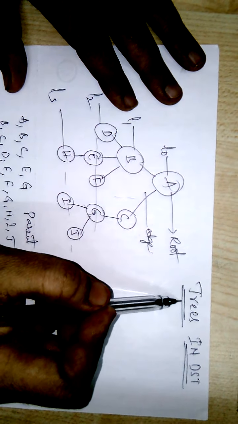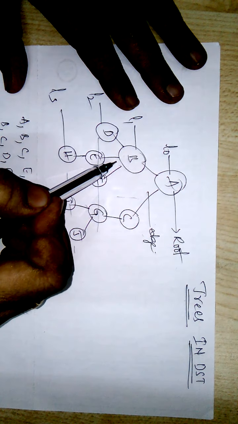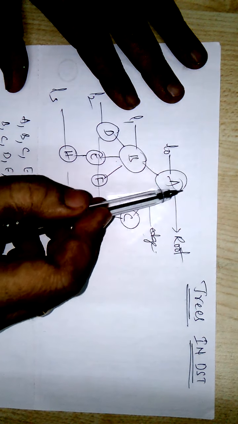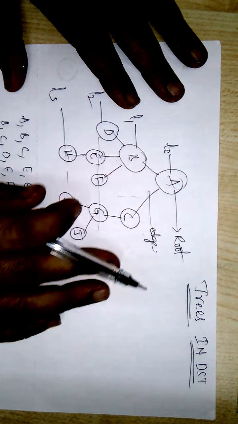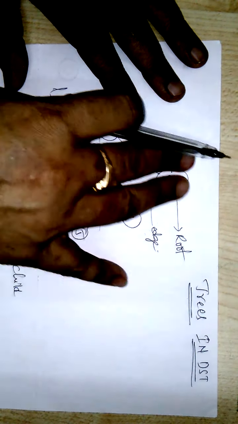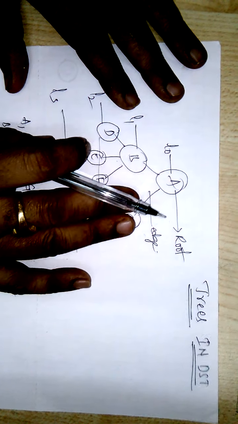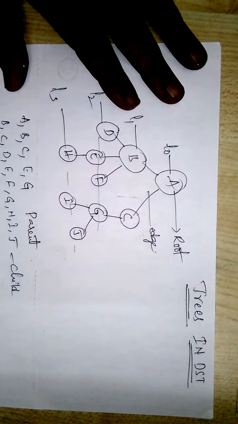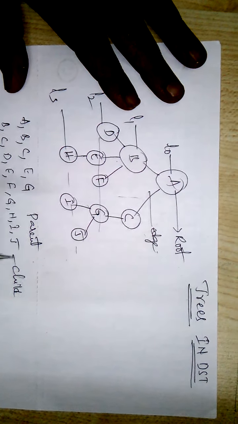In a tree data structure we organize data in a hierarchical format, and every element in the tree is represented as a node. A, B, C, D, E, F, G, H, I, J are the elements. We are organizing this data in hierarchical format. When we arrange data in hierarchical format, every element is represented as a node in a tree.